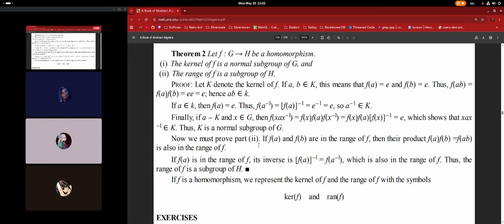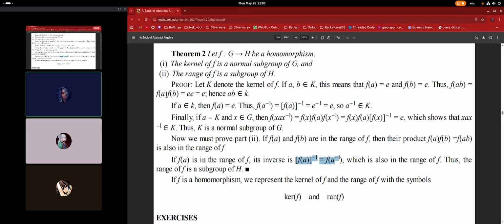Okay. If F, wait, let's read that. So if F of A and F of B are in the range of F, then the product is also in the range. Well, yes, because we know that this must be defined in F. If F of A is in the range of F, its inverse, which is this, is also in the range of F. Thus, the range of F is a subgroup of H. Wait, there was a jump there.